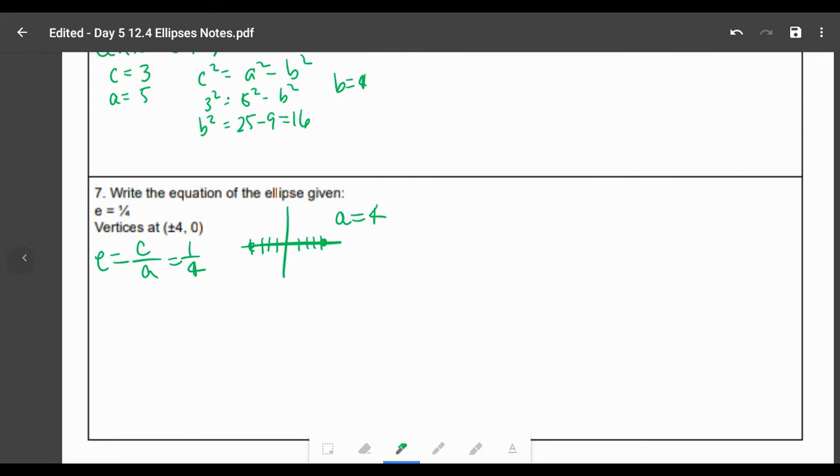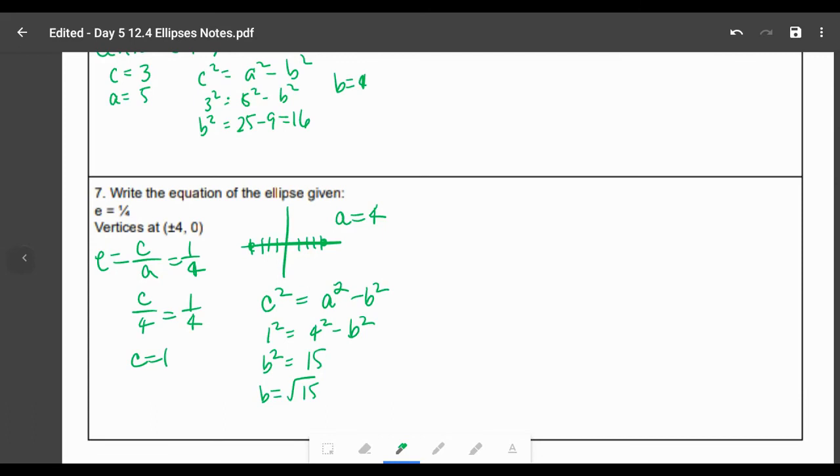If I use this eccentricity equation, I get c over 4 equals 1/4. Now c definitely has to equal 1. I've got a, I've got c, I just need to find b. For all ellipses, c squared equals a squared minus b squared. C is 1, a is 4, and I just need to find what b is. If I add b squared to both sides, I get b squared equals 16 minus 1, which is 15, and b is equal to root 15.